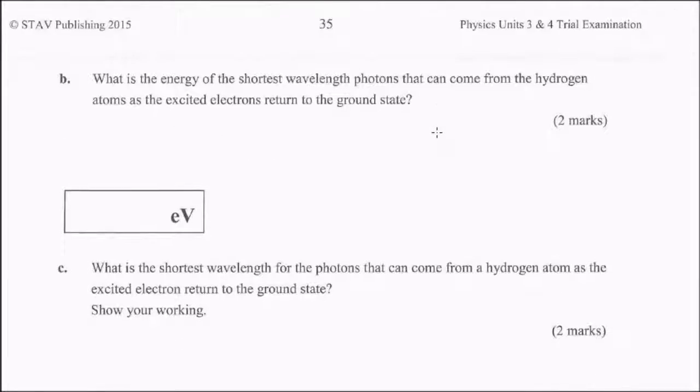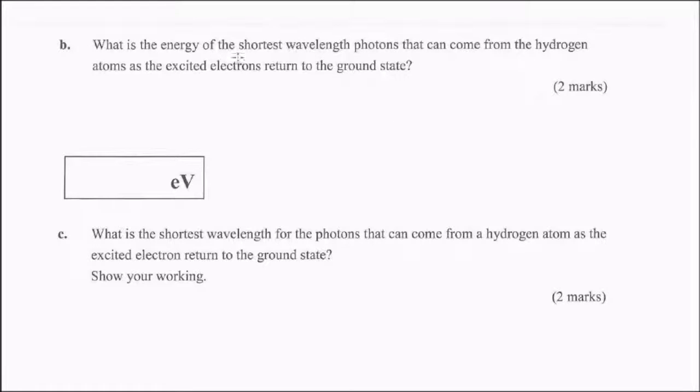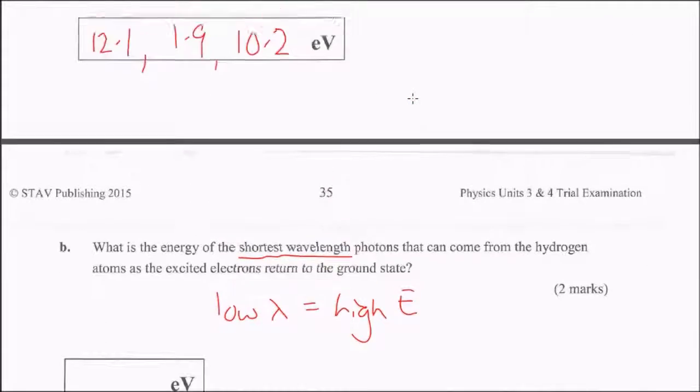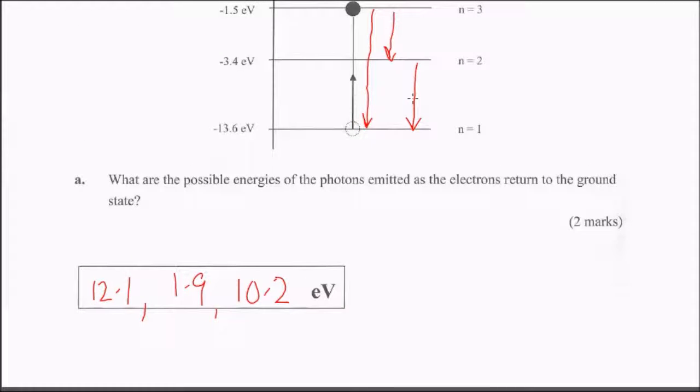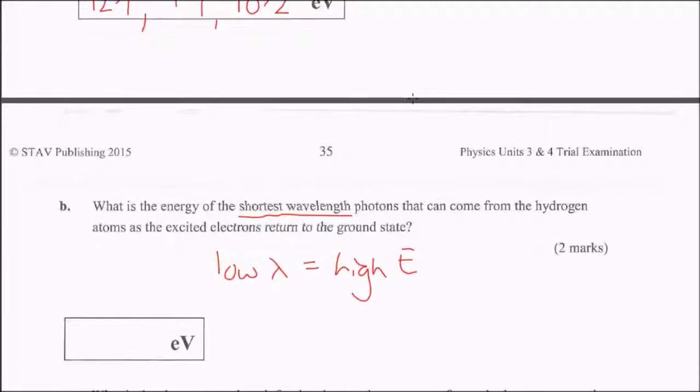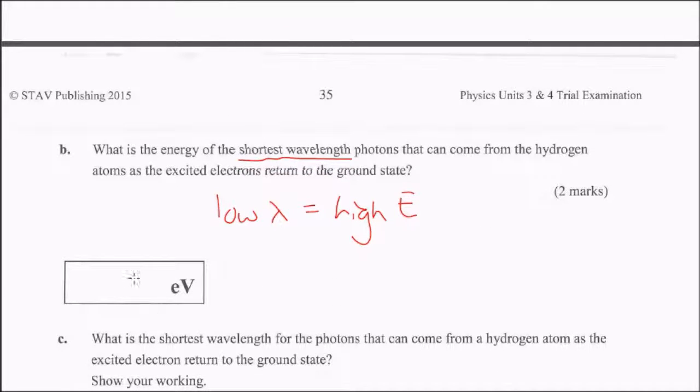Okay, what is the energy of the shortest wavelength photon that can come from the hydrogen atoms as the excited atoms return to the ground state? Now what you've got to remember there is that short wavelength is high energy. So low wavelength is high energy. So when we look at our transitions up here, the 12.1 electron volt transition is going to be the energy that we're looking for in this question.